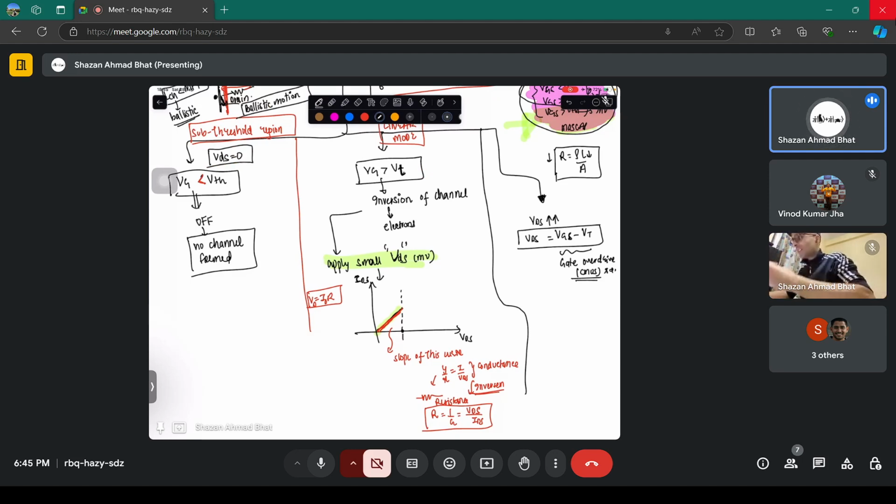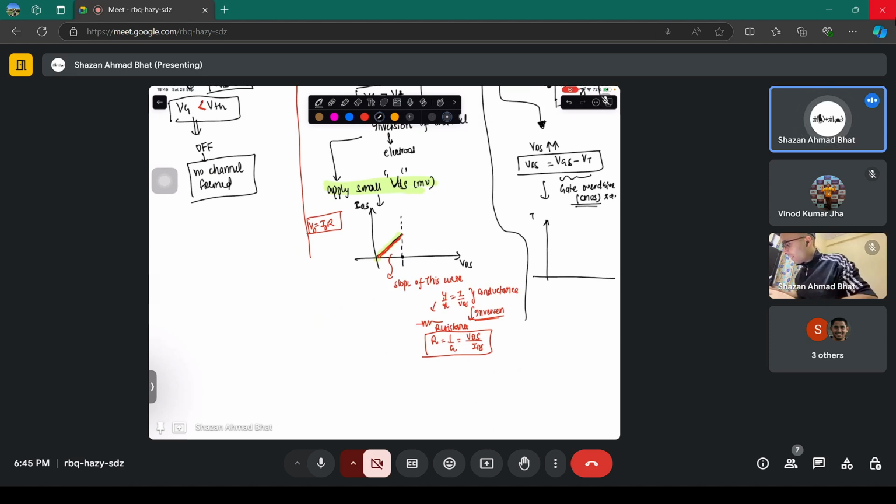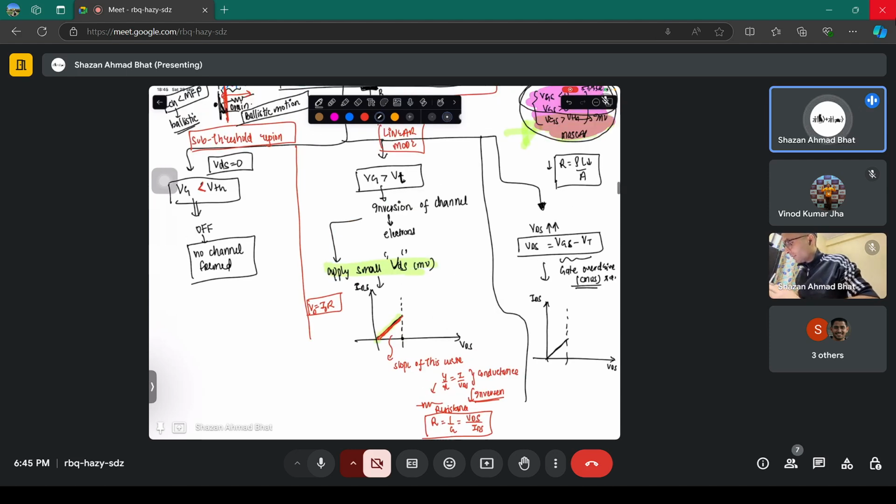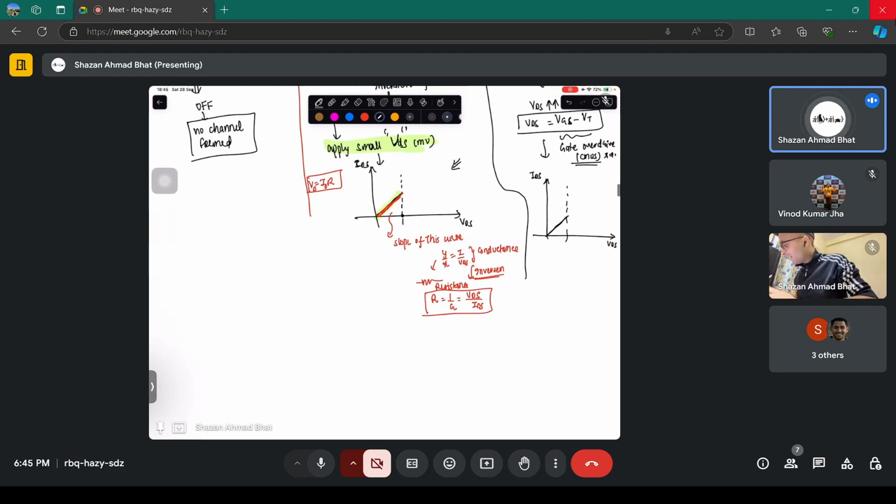But if it becomes equal to this, the gate voltage minus the threshold voltage, what you see is the drain to source current versus the drain to source voltage. Earlier it was like this, linear in this region. But then when the drain to source voltage becomes equivalent to VGS minus VTH, it begins to saturate. It does not exactly saturate like this. It does not become flat. It becomes like this, slightly increasing. It does not remain constant.